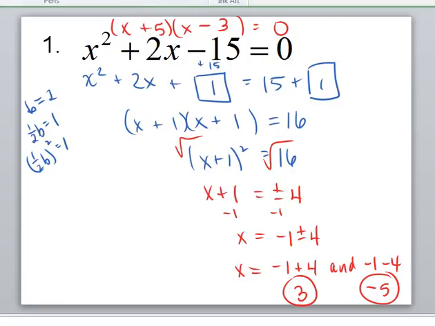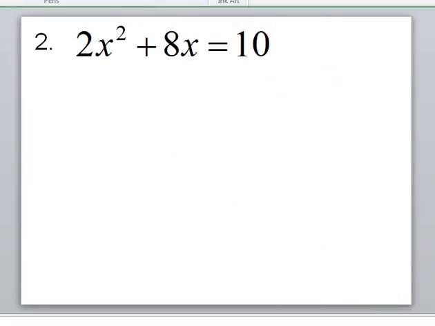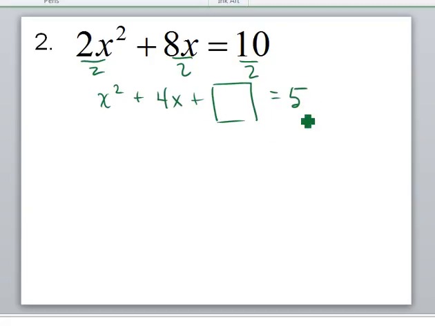Okay, moving on though, now we're looking at this example here. What I have is, I do not have that leading coefficient of 1. So what I'm going to have to do is divide everything by that number, which happens to be a 2. So I end up getting x squared plus 4x equals 5. Notice the space I left so I can put in my boxes.